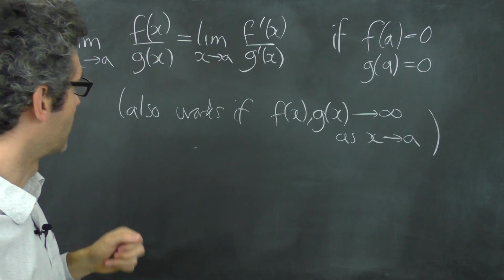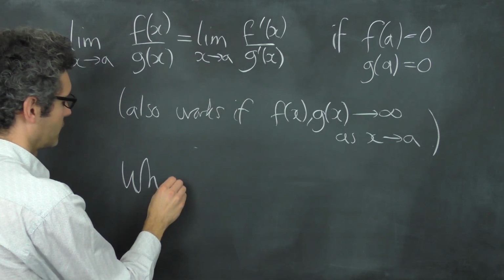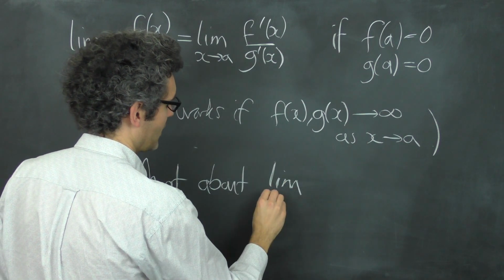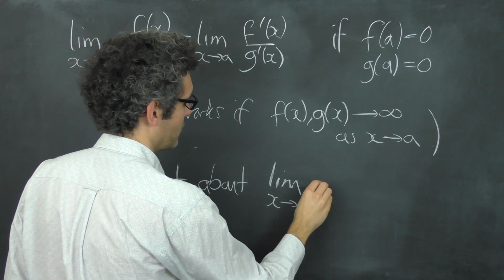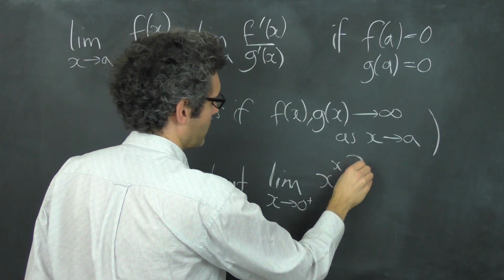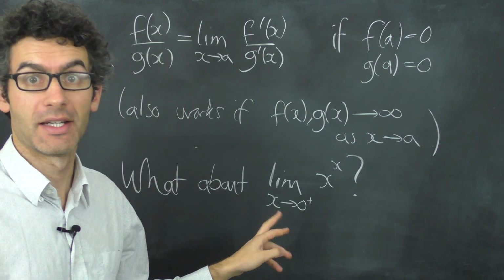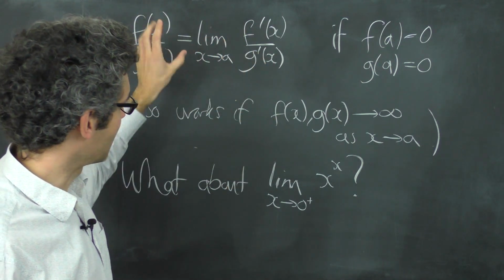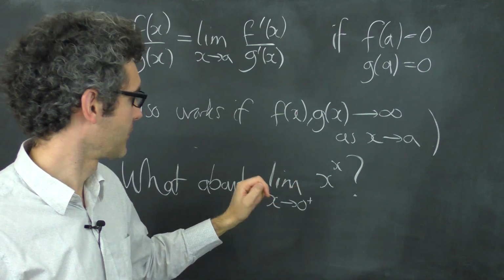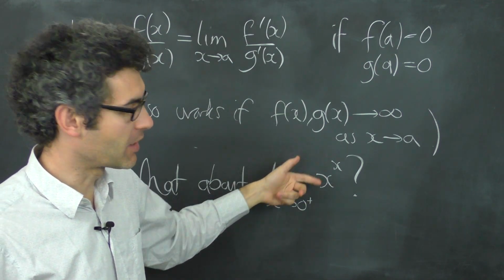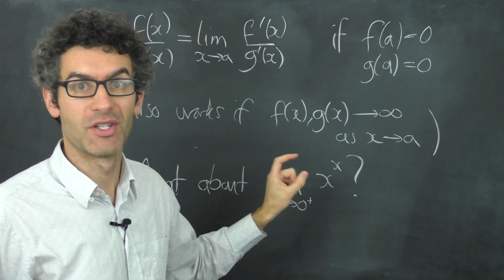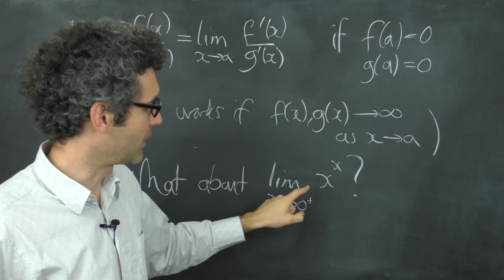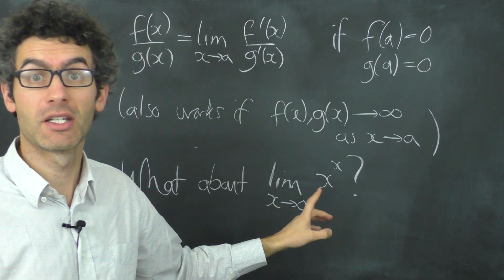Right, so what about this one? What about the limit as x tends to 0 from above of x to the power x? So here's an example. Now this example doesn't fit into either of these cases, but it's still problematic. It's certainly not one thing divided by another thing where both of those are 0 at the point we're interested in. It's also not infinity divided by infinity.